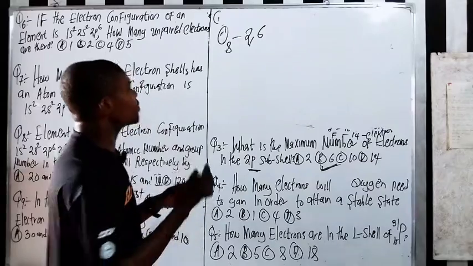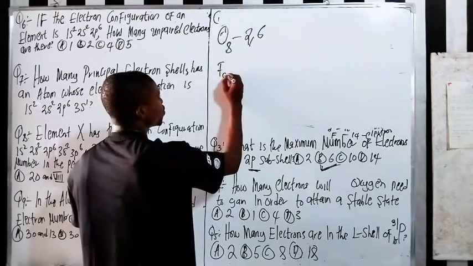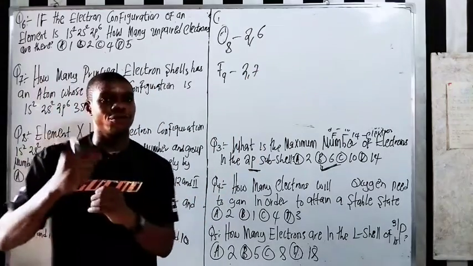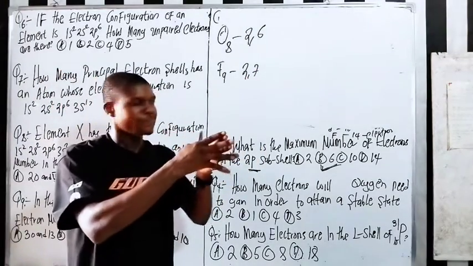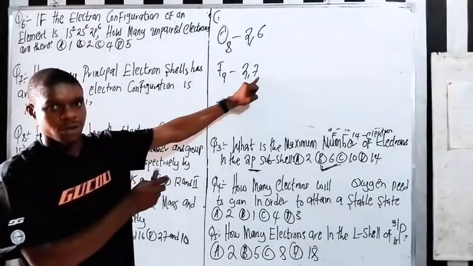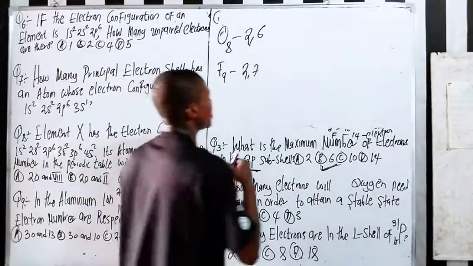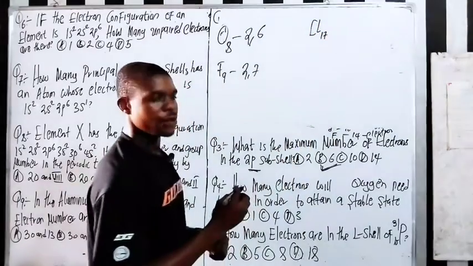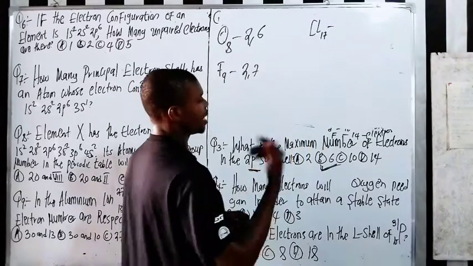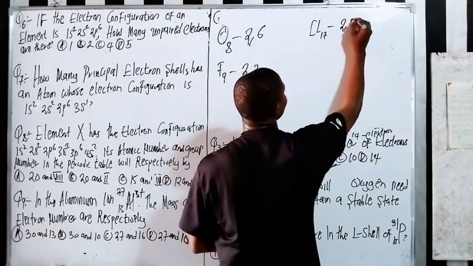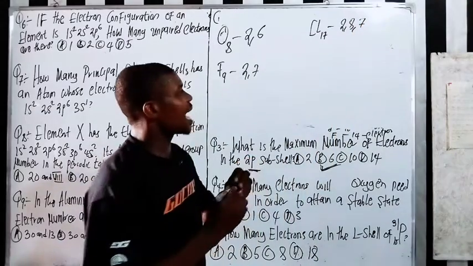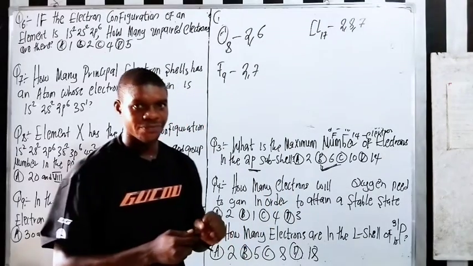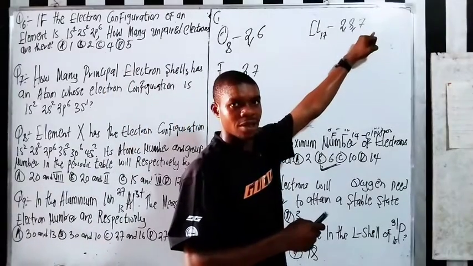Now, fluorine has atomic number 9, which is 2, 7. How many electrons does fluorine need in order to obtain the octet? It is going to be 1, because here it is already 7. Do you understand? Now, chlorine is 17. If I write the electronic configuration here, it is 2, 8, 7. How many electrons does chlorine need to gain in order to obtain the octet? It is 1. Do you understand?